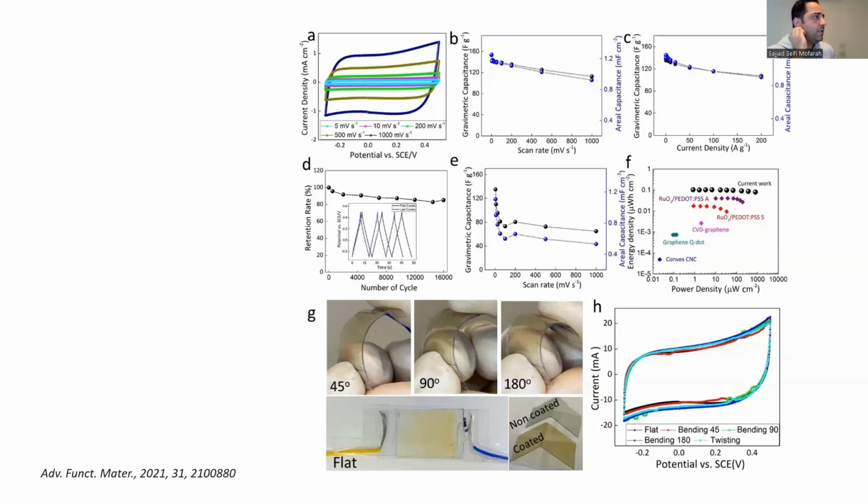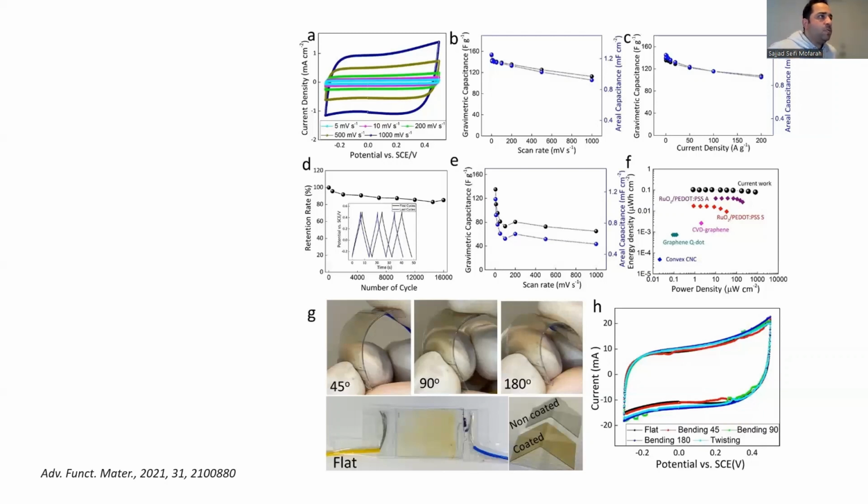So by increasing the scan rate, the gravimetric capacitance decreases, but it does not decrease significantly, which is a good point. That means that charge and discharge can be done quickly, and the capacitive contribution is more than the diffusion contribution, and that's why, by increasing the scan rate largely and significantly, we don't see considerable changes in gravimetric and areal capacitance.